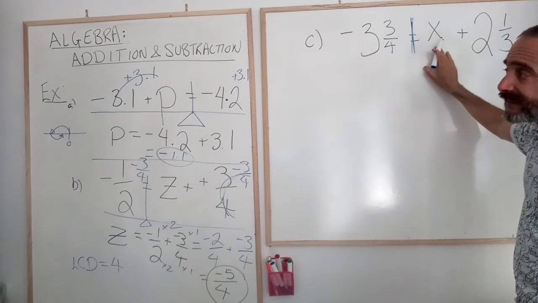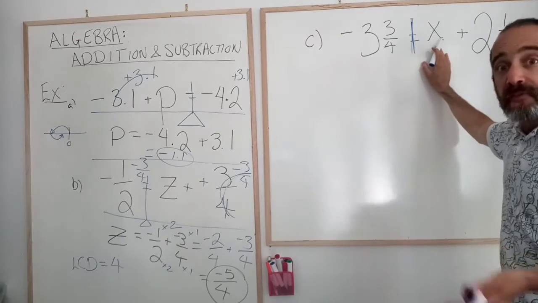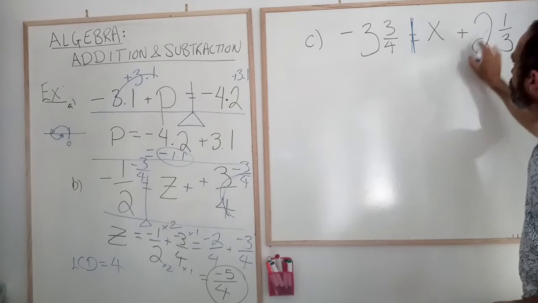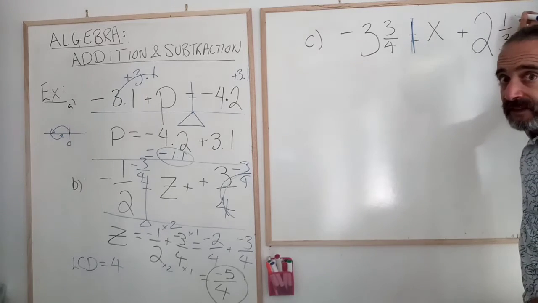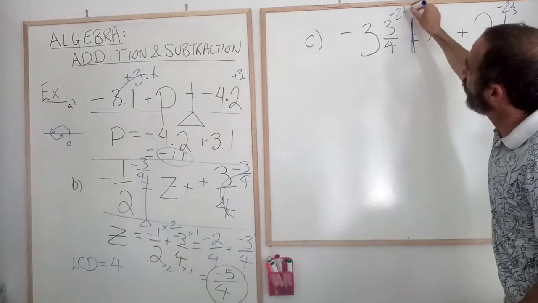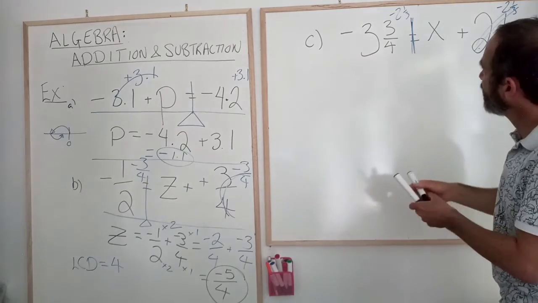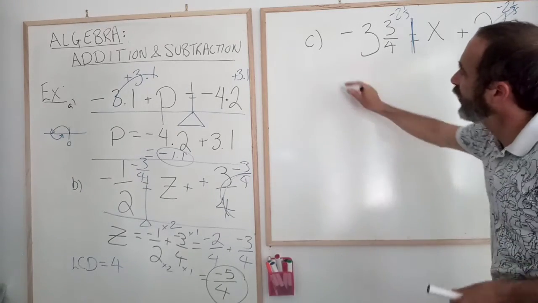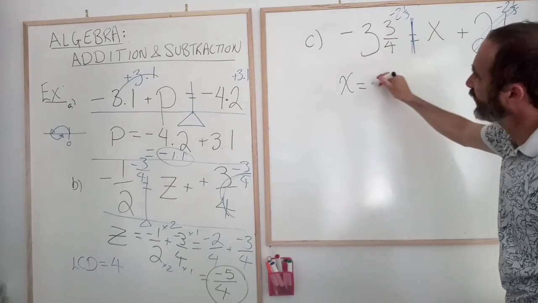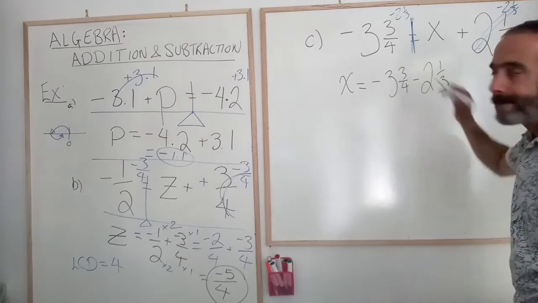I want to get x by itself, right? In order to get x by itself here, we need to move the guy bothering the x, right? So we're going to move this guy. It's currently a plus 2 1/3. So to get rid of it, we're going to subtract 2 1/3 from both sides. Cancel where we can. And when I rewrite this, I usually like to write the variable on the left-hand side, but it doesn't matter. X equals this stuff, right? So negative 3 3/4 minus 2 1/3.